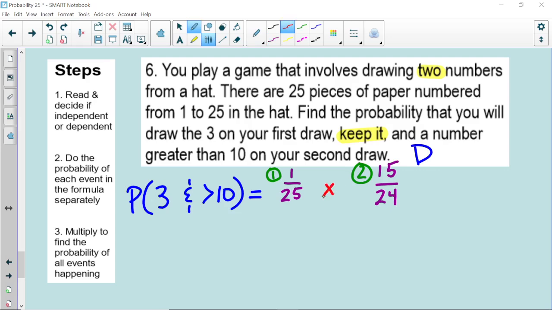Alright, so now we're going to multiply because we have multiple events using that ABC button. So 1, ABC 25 times 15, ABC 24. Give me a thumbs up once you have an answer.